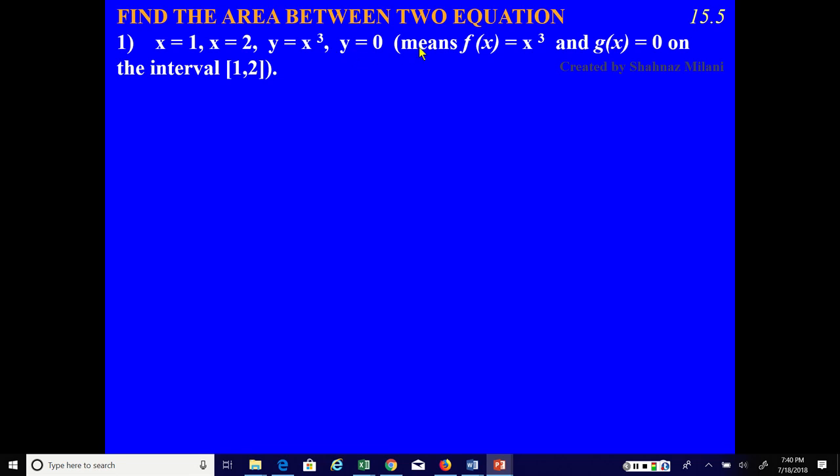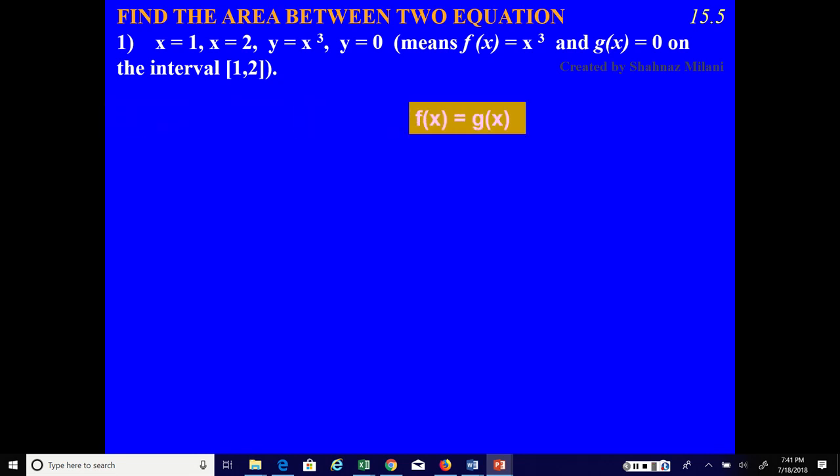equation inside the parentheses I made it more clear, which f of x is equal x to exponent 3 and g of x is equal 0. Now, even though we know 0 is the x-axis, that's the equation of a line for the x-axis, but still, because it says between, then we have to use the 5 steps, which we already talked about on a previous PowerPoint.